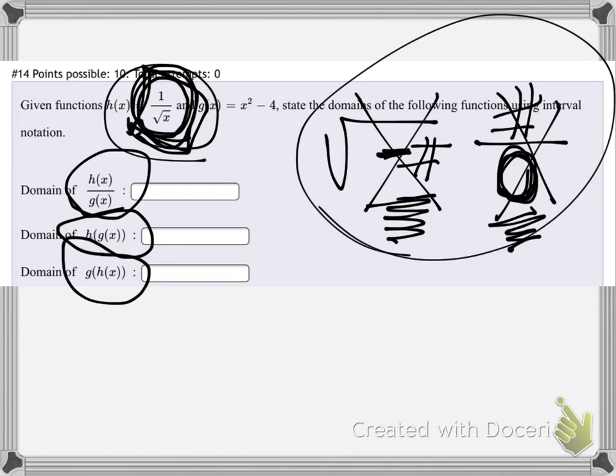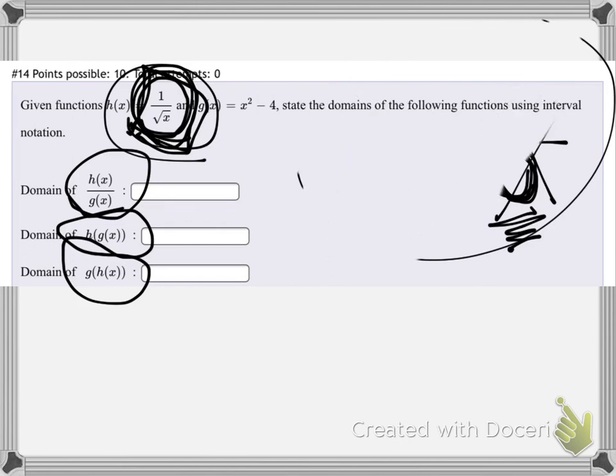Here, let's get the giant eraser now. Here we go. Giant eraser. It's not even that big an eraser.